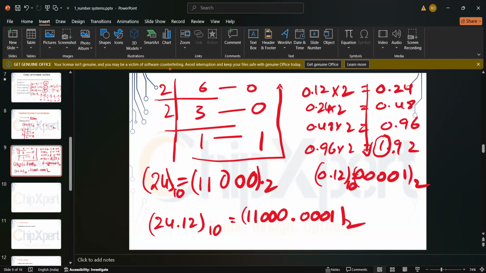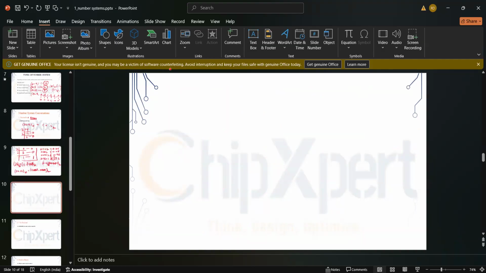So like this, we convert a decimal number to another base. If you want to convert your decimal number to binary, hexadecimal or octal format, we need to follow this procedure.